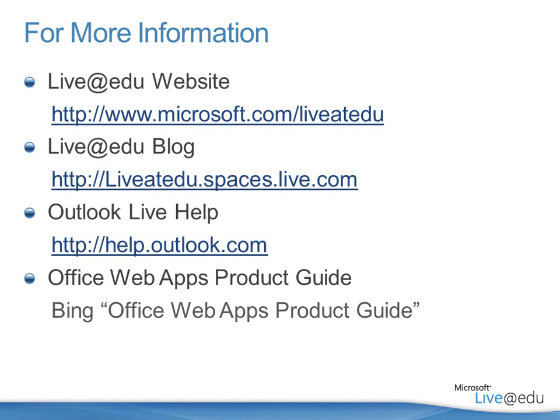You'll also find help.outlook.com to be a helpful place for the Outlook Live application itself. This is the same place you can get to if you go to the little blue circle with the white question mark in it within the Outlook Live application itself. Both ways will take you to help.outlook.com. Also, if you go to Bing and do a search for Office Web Apps Product Guide, you'll get a detailed PDF on all the features that are included in our Office Web Apps applications, which are now integrated into SkyDrive.